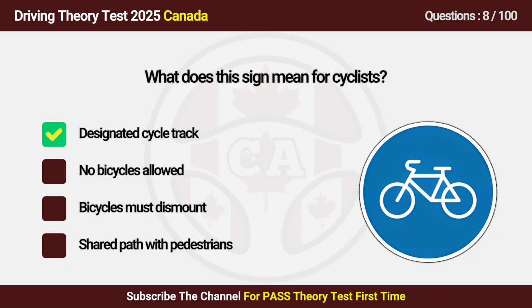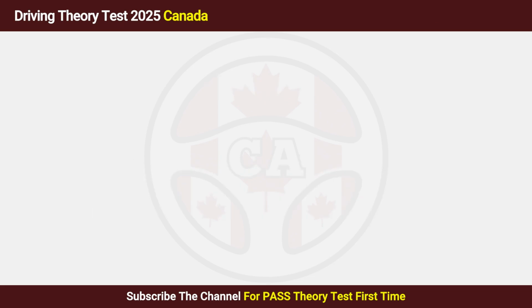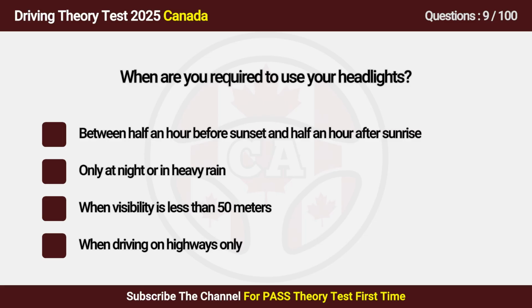Answer is A. Cycle track. This sign indicates a cycle track. It means that the area is specifically for bicycles, and other vehicles or pedestrians may have restricted access or different rules.